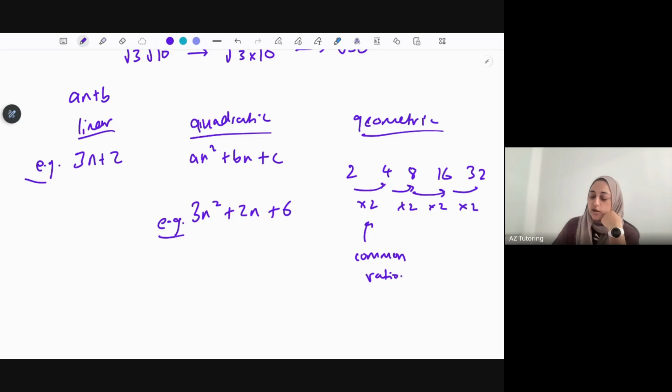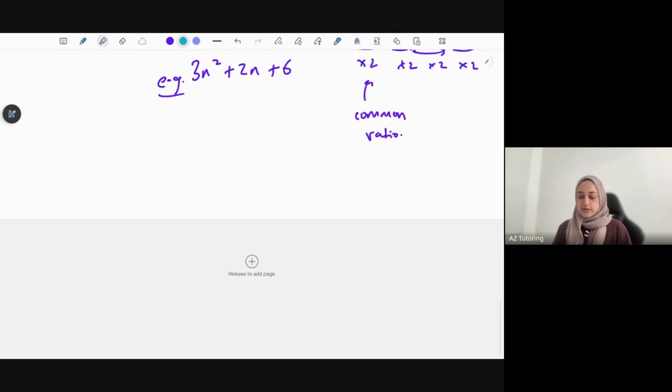They might ask you to work out what the common ratio is. All you do is take the number after divided by the number before. So for example, 4 divided by 2 is 2. You could use any number. Even if I did 32 divided by 16, I'll get 2 as well. So it doesn't matter which one you do, but it's the term after divided by the term before, the corresponding one right next to it, not two terms back.